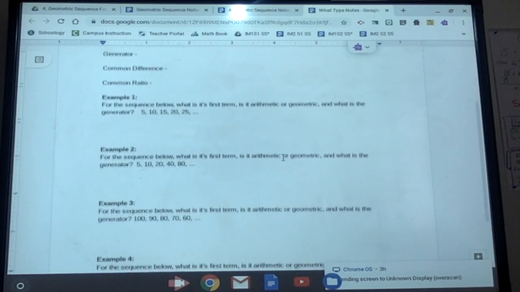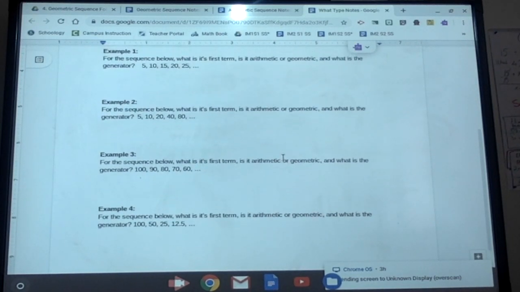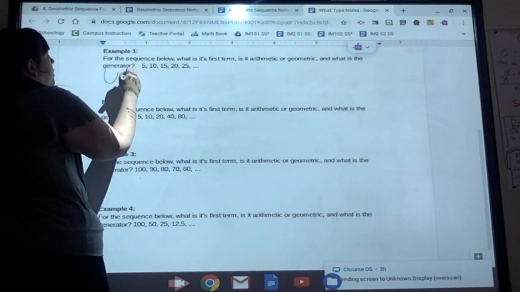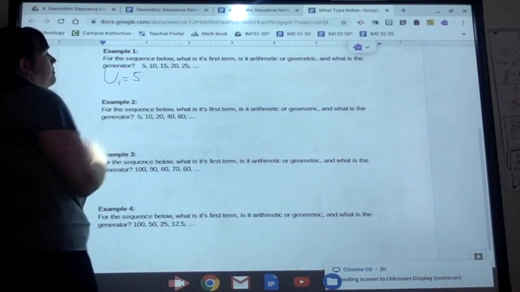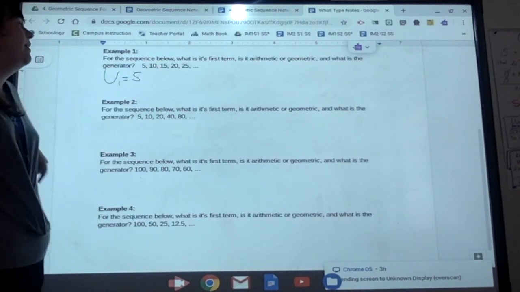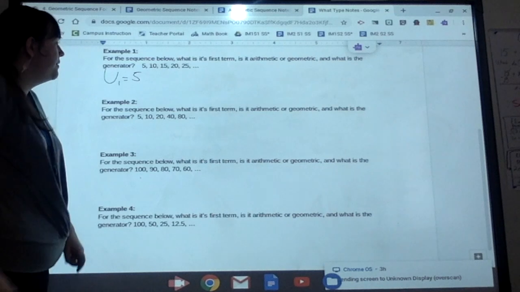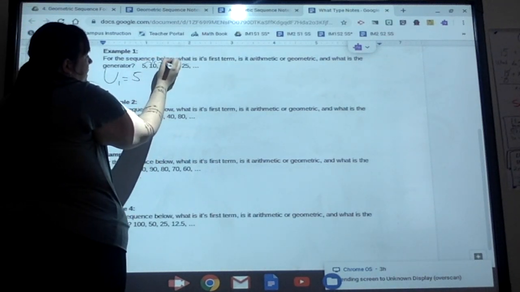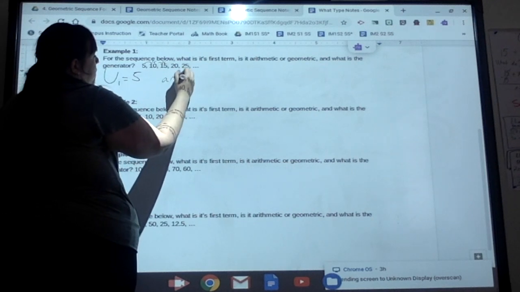Alright, let's do a couple of examples. Example 1: for the sequence below, what is the first term? Is it arithmetic or geometric? And what is the generator? The first term, which I'm going to write as u sub 1, is 5. This one goes 5, 10, 15, 20, 25. If you notice the pattern, each time I'm adding 5. If it's an adding pattern, that makes it arithmetic.